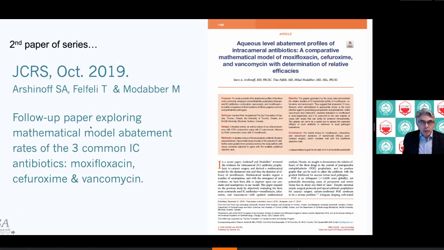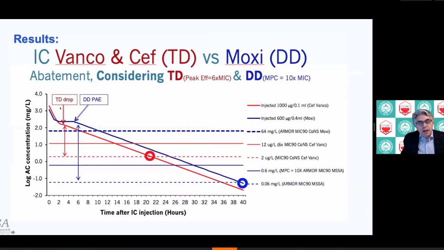So we did another paper and we decided we wanted to look at all of the antibiotics. And this is more complicated because now we have time-dependent and dose-dependent ones. The red line is the line for vancomycin and cefuroxime. We only have one line because I told you that the MIC90 is the same for both drugs and the amount we inject is the same.